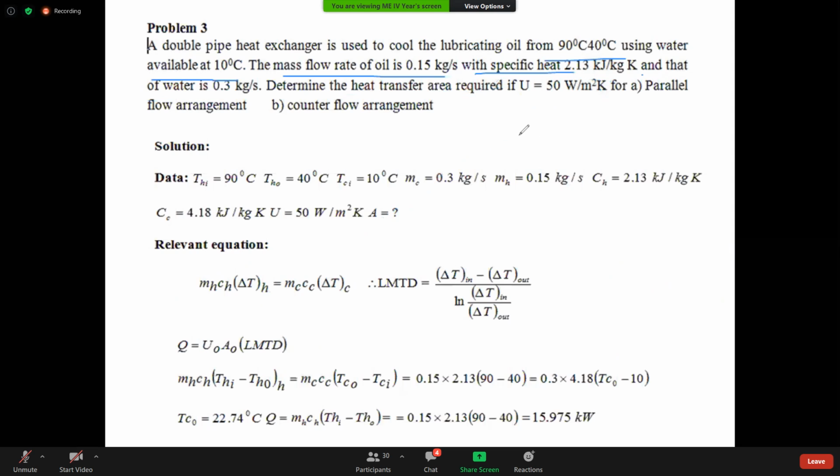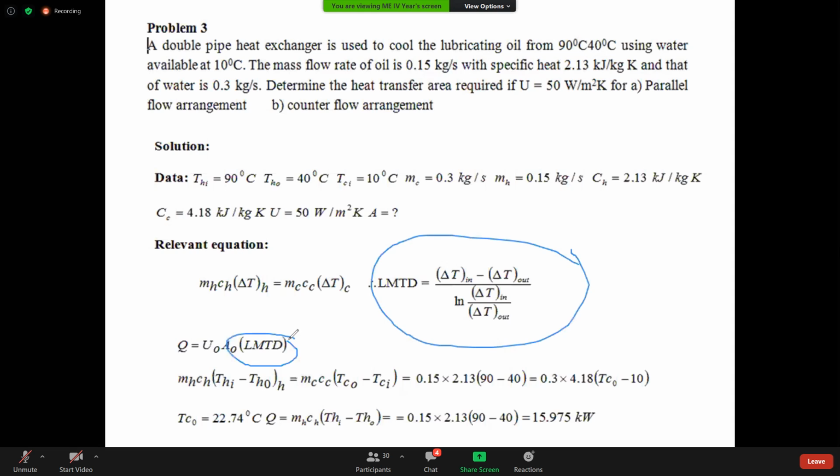Right, he's asking you to determine the heat transfer area. Now, what about parallel flow and counter flow? What is the difference here? Why do we have to go for parallel flow and counter flow? The LMTD changes. LMTD for parallel flow is different, and for counter flow is different.